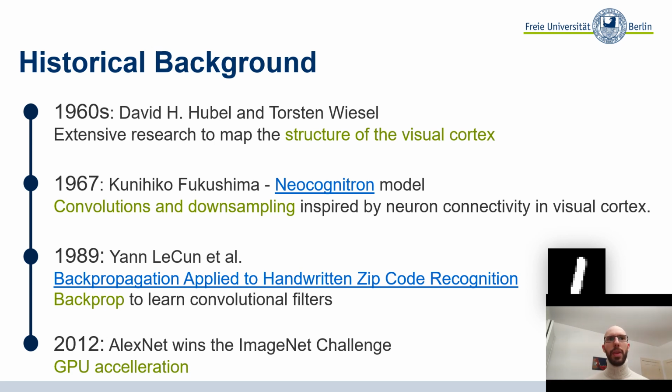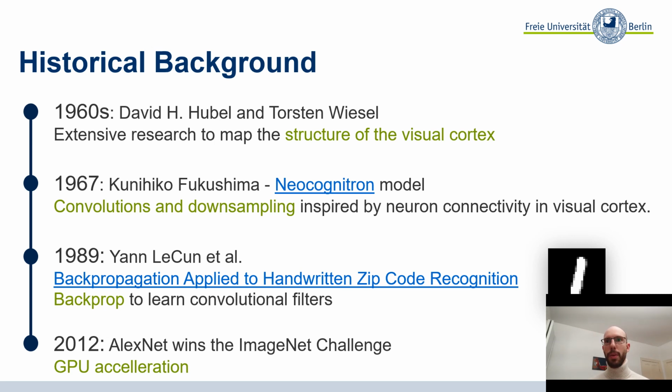And things really changed in 2012 when AlexNet won the ImageNet challenge. This is really the moment where the current deep learning revolution started. AlexNet combined three things that allowed this success. First of all, it used convolutions and downsampling. This had already been prepared by the neocognitron model. Although people had already been working with this, I mean, Yann LeCun had also been working on this in 1989. So AlexNet was not the first one to rediscover convolutions, but this was an important feature of the AlexNet model.